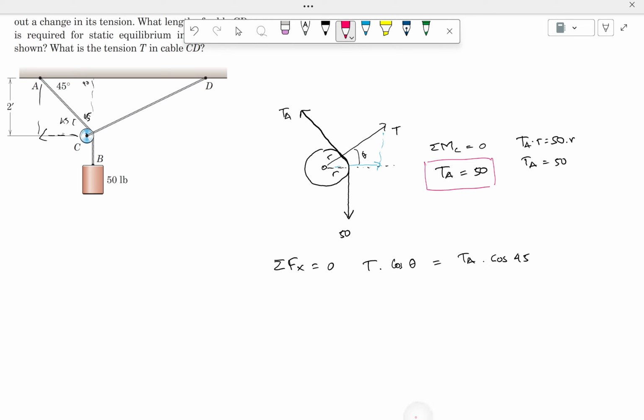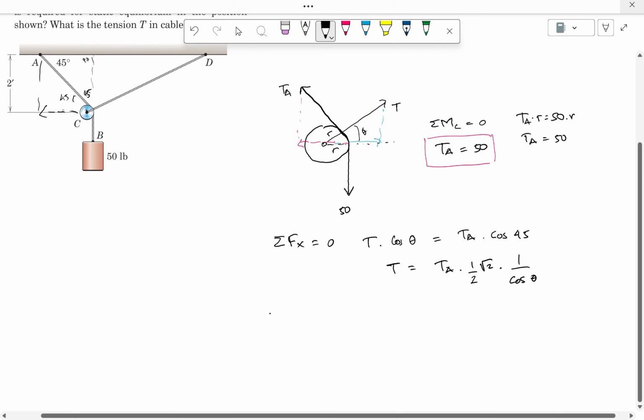So and then we need to find the projection on the X direction. Let me draw carefully. This is the TA cos 45. Are there any other forces in the X direction? No, only on both of them. So the T will be TA cos 45, which is half square root of 2, divided by cos theta, that we don't know yet.